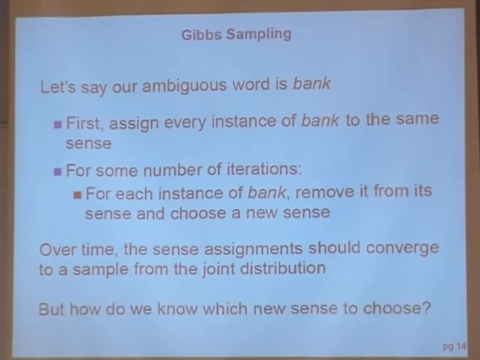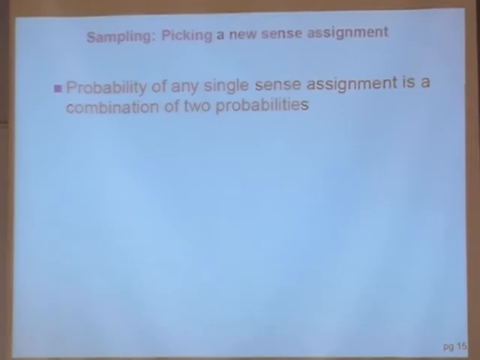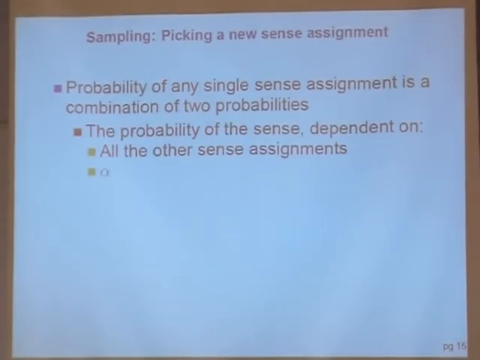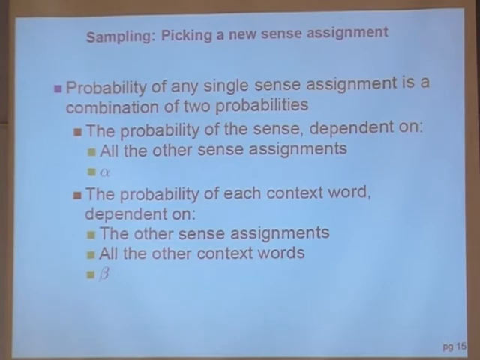But what I didn't say is how we choose a new sense for each one on the iterations. The probability of picking a new sense assignment is just a combination of two probabilities. One is the probability of the sense, as before, chosen from that distribution over W. And then you have the information of all the other sense assignments and the hyperparameter alpha. I'm going to go into more detail, so if I'm confusing. And also, the other probability here is the probability of each context word, given all of the sense assignments that we have, all of the other context words, and this hyperparameter beta.